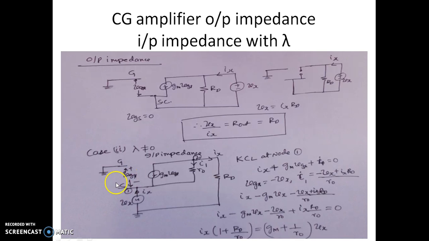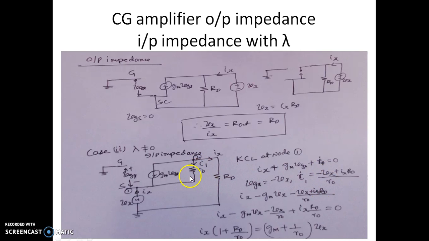So we know that VGS is actually minus of Vx, because this is ground and this polarity is common here. So VGS can be written as minus Vx. And I1, whatever current is flowing through R0, is nothing but the potential difference between this point and this point divided by R0. The potential at this point is Ix into Rd. So that's what we have. The current I1 is Ix into Rd minus Vx, divided by R0.